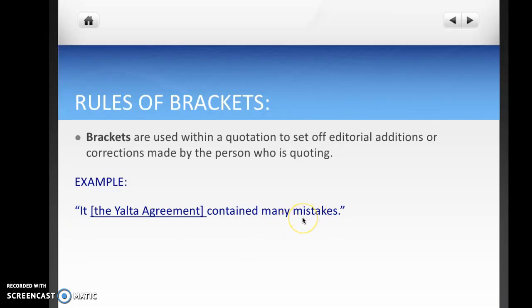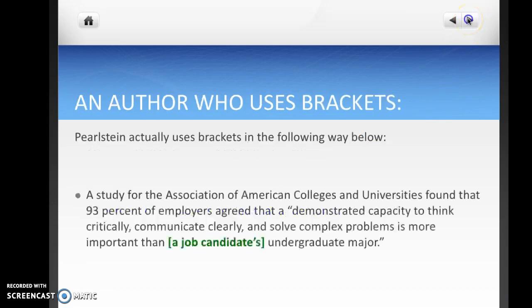But if you're trying to contextualize this better for your unfamiliar reader, well, we don't know what "it" means, and so the person who's choosing to quote this statement needs to clarify this for us. That way we're clued in. What does it mean? Oh, it's referring to the Yalta Agreement. And we are told by these brackets that the Yalta Agreement is just an explanation that the student writer is providing, not the original author of the statement. So it's important to differentiate the credit you're giving.